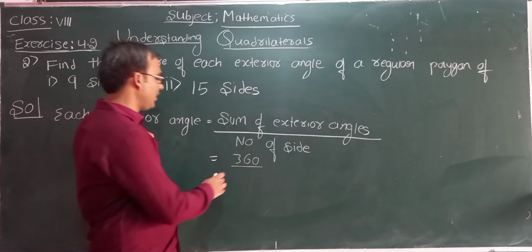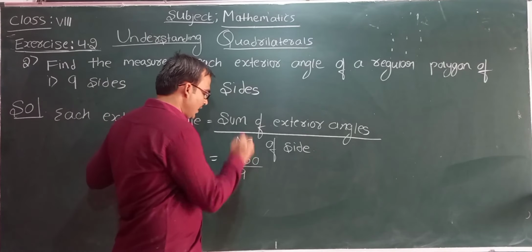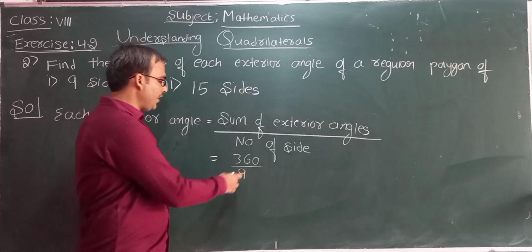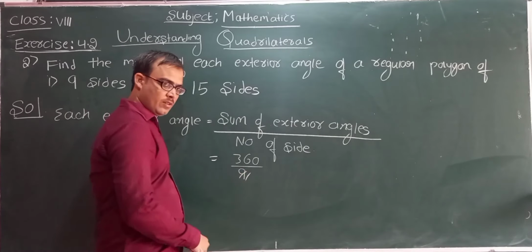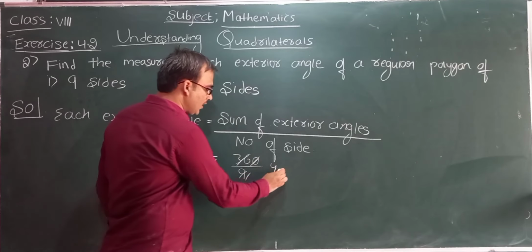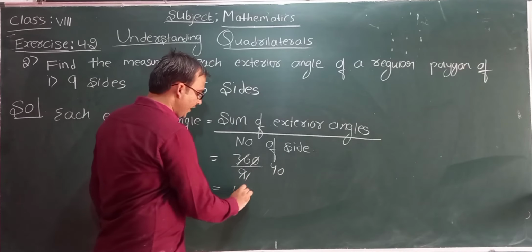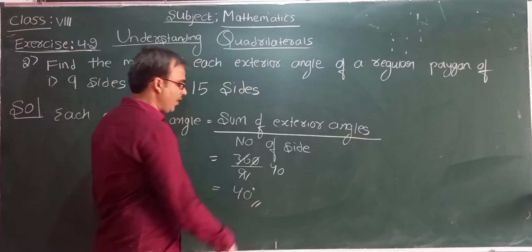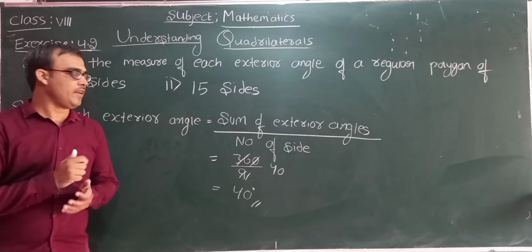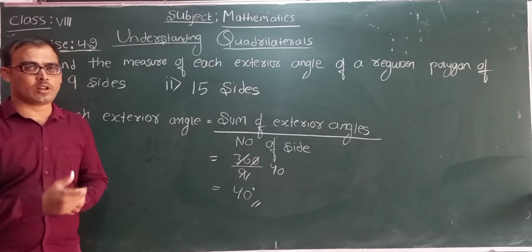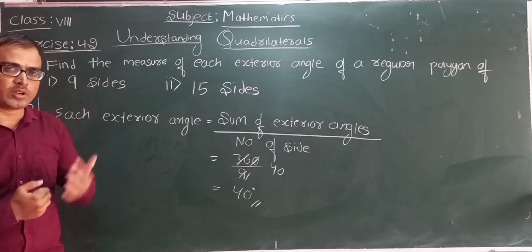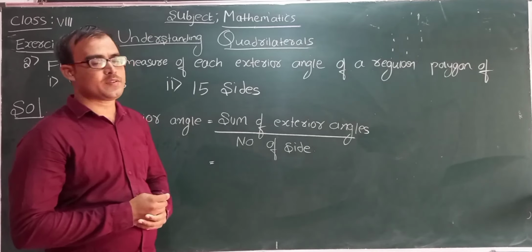So here 9 is there. Now divide this one. 9 ones are 9, 9 fours are 36, 0 cancel, 0. Then what we are getting? We are getting the value as 40 degree. So if the regular polygon is having 9 sides, then the value of each exterior angle of that polygon is what? 40 degree. Students, now let us find the second one.